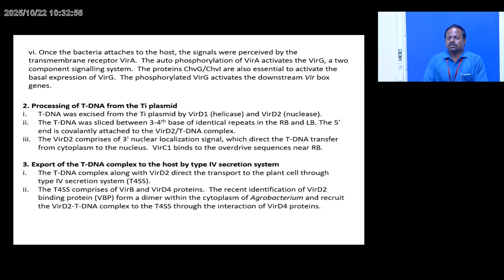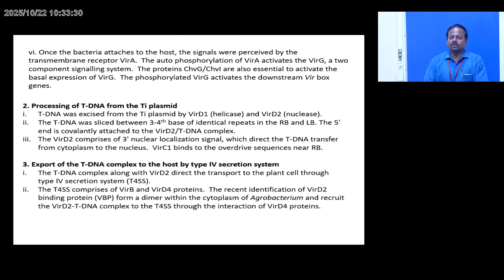Once the bacterium attaches to the host plant, the signals are perceived by the transmembrane receptor VirA. The autophosphorylation of VirA activates VirG; VirA and VirG act as a two-component signaling system. The chromosomal virulence proteins ChvG and ChvI are essential to activate the basal expression of VirG. The phosphorylated VirG activates the downstream vir box genes.